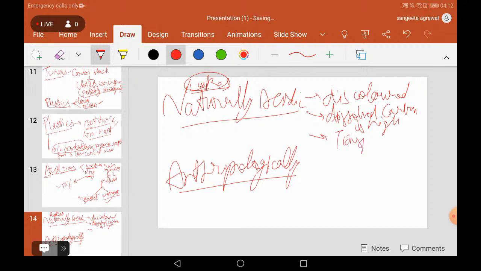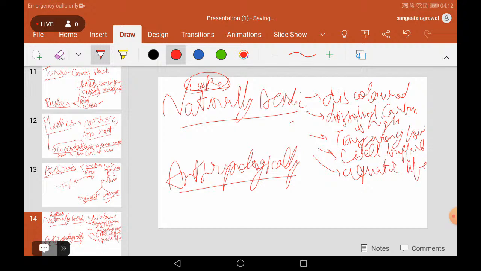Transparency, since it is discolored, you can obviously conclude that transparency will be low. Here, since clear water, transparency is high. Logical. Now since it is natural, it will be well buffered. This is also common sense, and anthropologically acidic lakes are poorly buffered. And finally, they abound with aquatic life. Aquatic life is abundant in natural ones; anthropologically, not so much. So these are the major differences between naturally acidic and anthropologically acidic lakes.